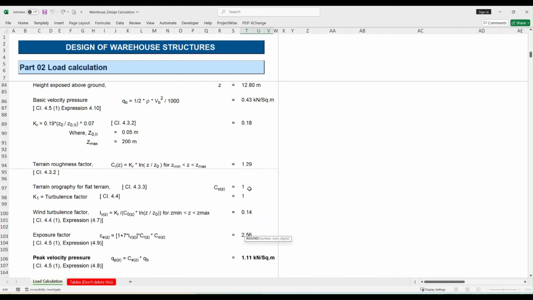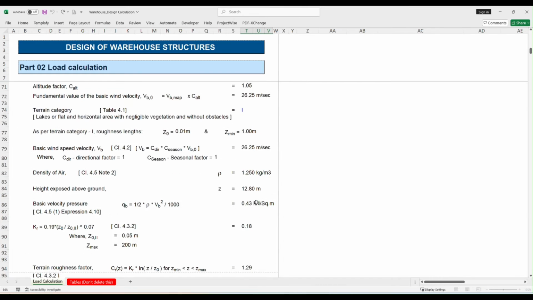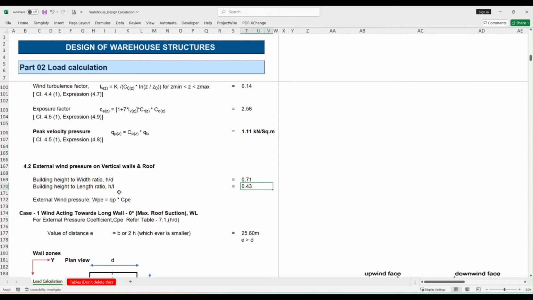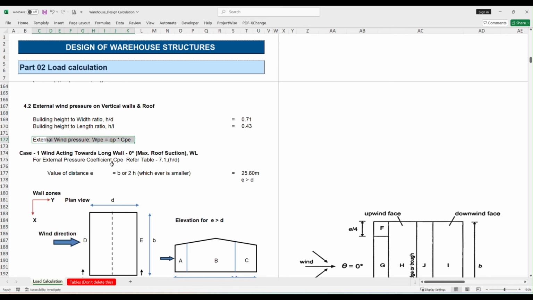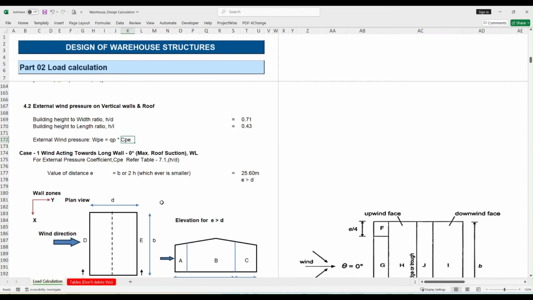As we know, height means we need to consider the maximum height, that is up to the ridge. 12.8 divided by 18 is one factor that we get, and 12.8 divided by 30 gives another value, H by L. These we apply for wind on 0 and wind on 90 respectively. External wind pressure is WEP equal to QP into CPE. QP we already calculated here in this line, 1.1, and we need to calculate this CPE.